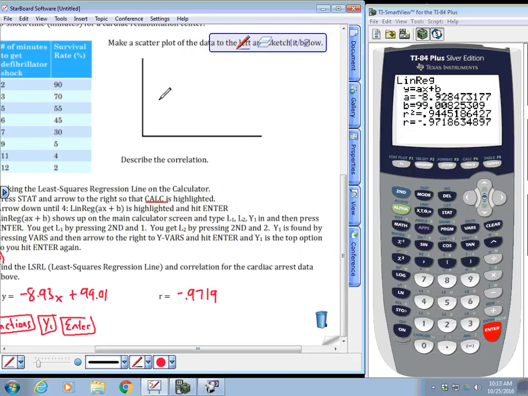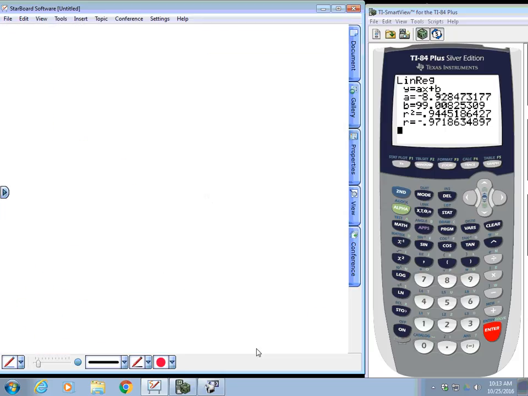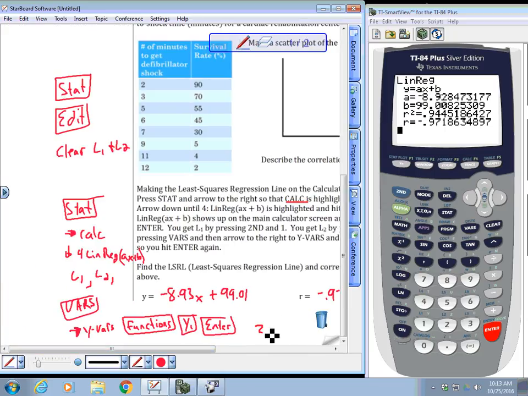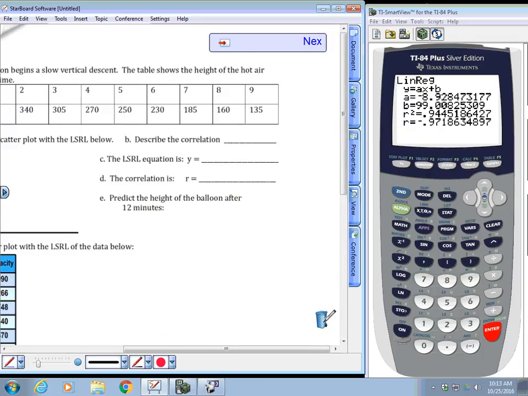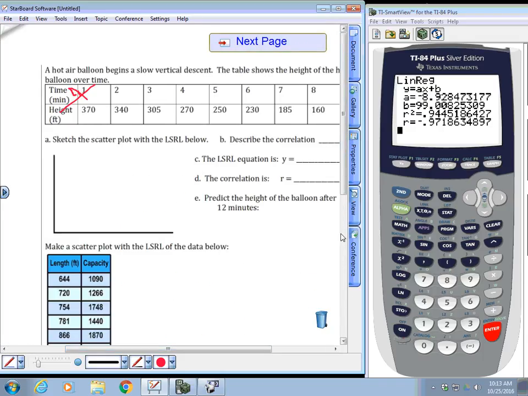Now, if we want to graph it, we will go to Zoom, and then Zoom Stat, number 9.